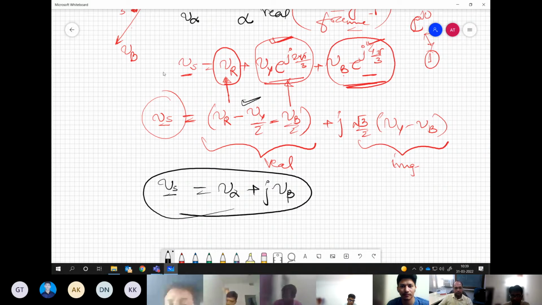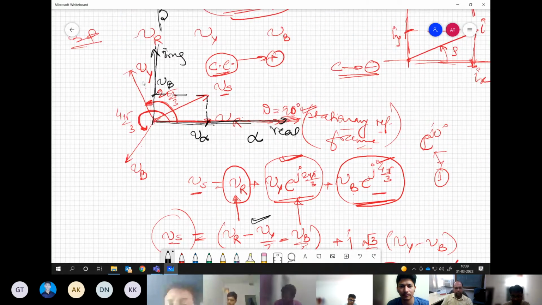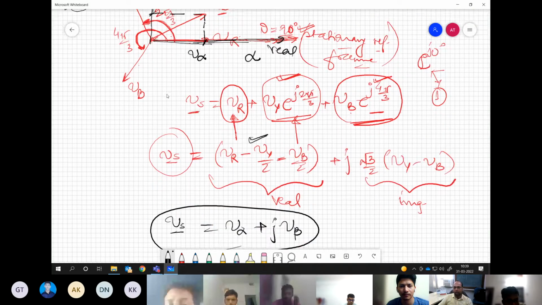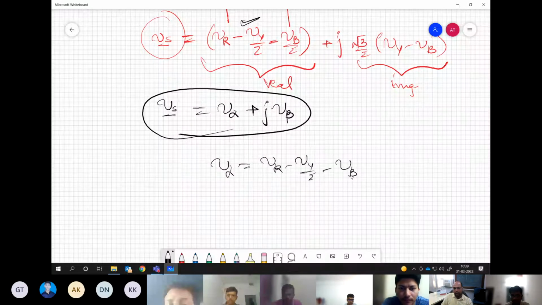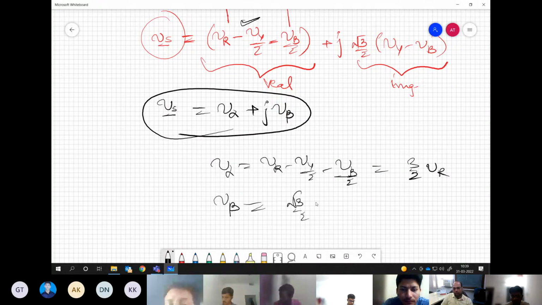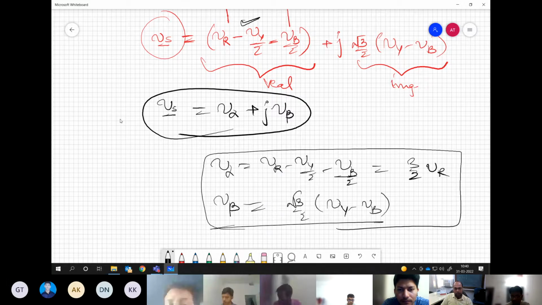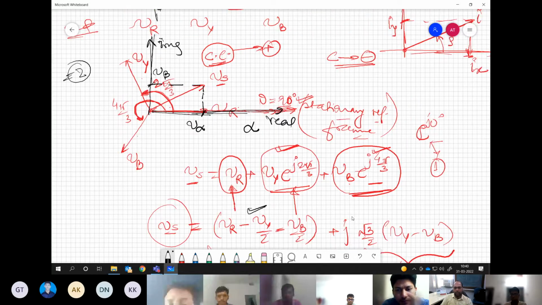Because these three vectors are in a plane, they can ultimately be represented as two independent components. In a plane we can have only two independent components which are orthogonal to each other. So V alpha is Vr minus Vy by 2 minus Vb by 2, and if we have a balanced system then it becomes 3 by 2 times Vr. And V beta is root 3 by 2 times Vy minus Vb. These are the components of this voltage vector in the reference frame which is called the alpha beta reference frame.